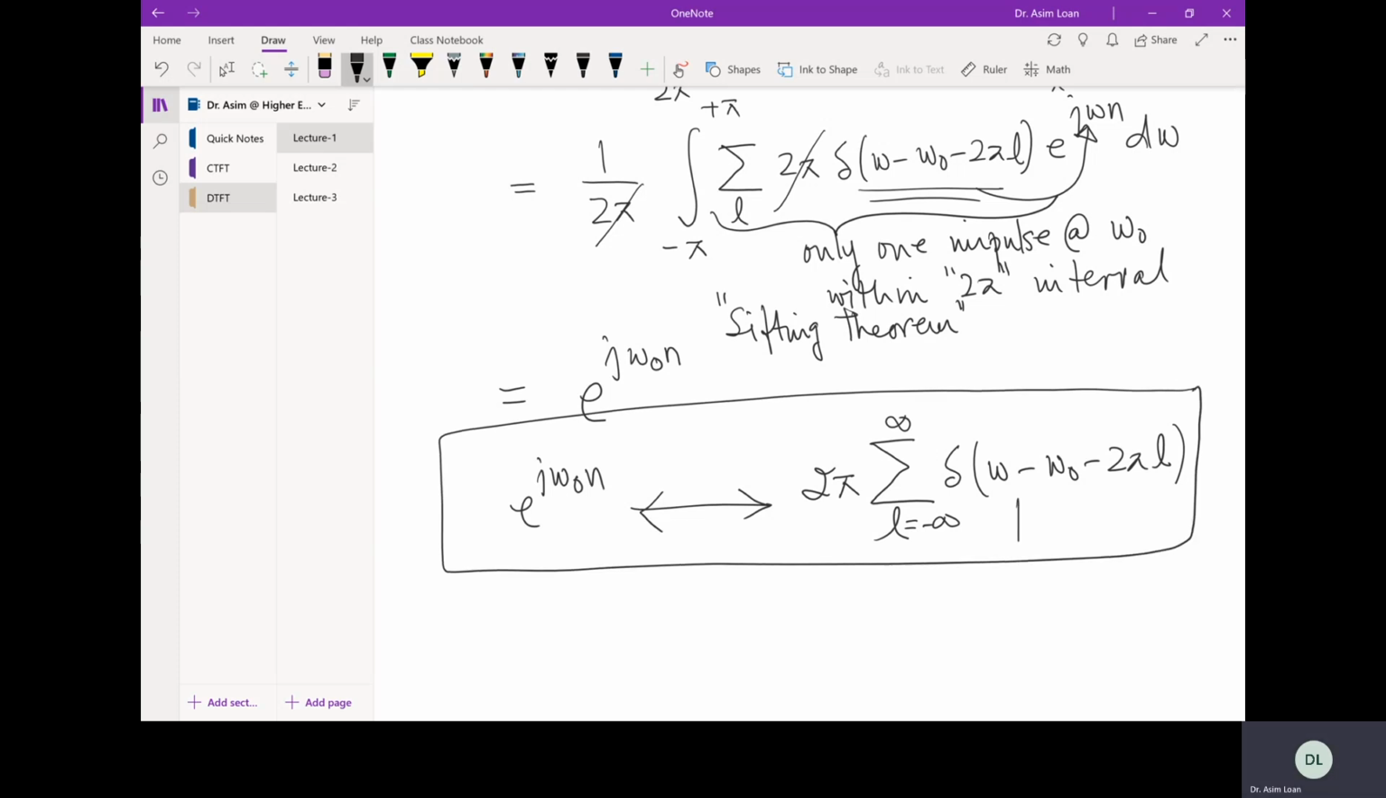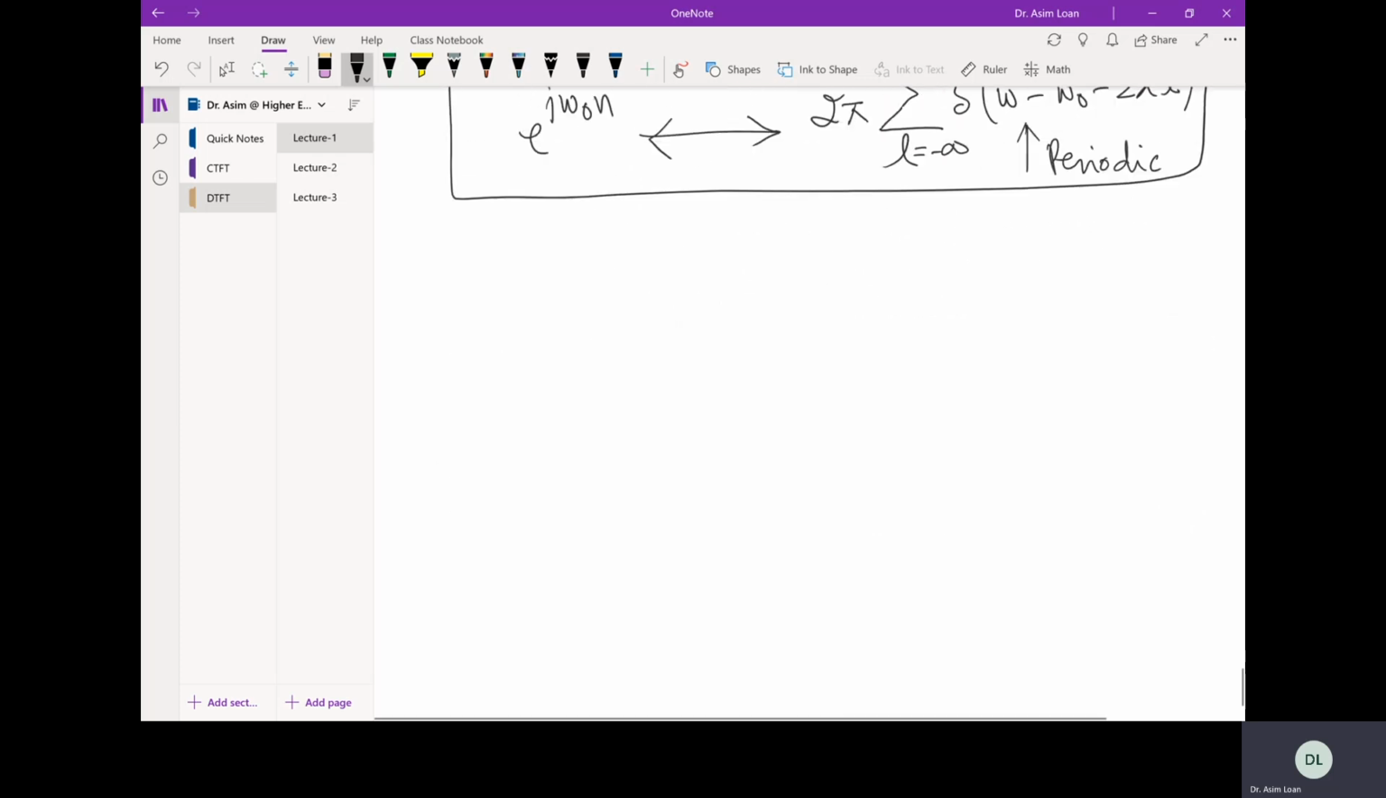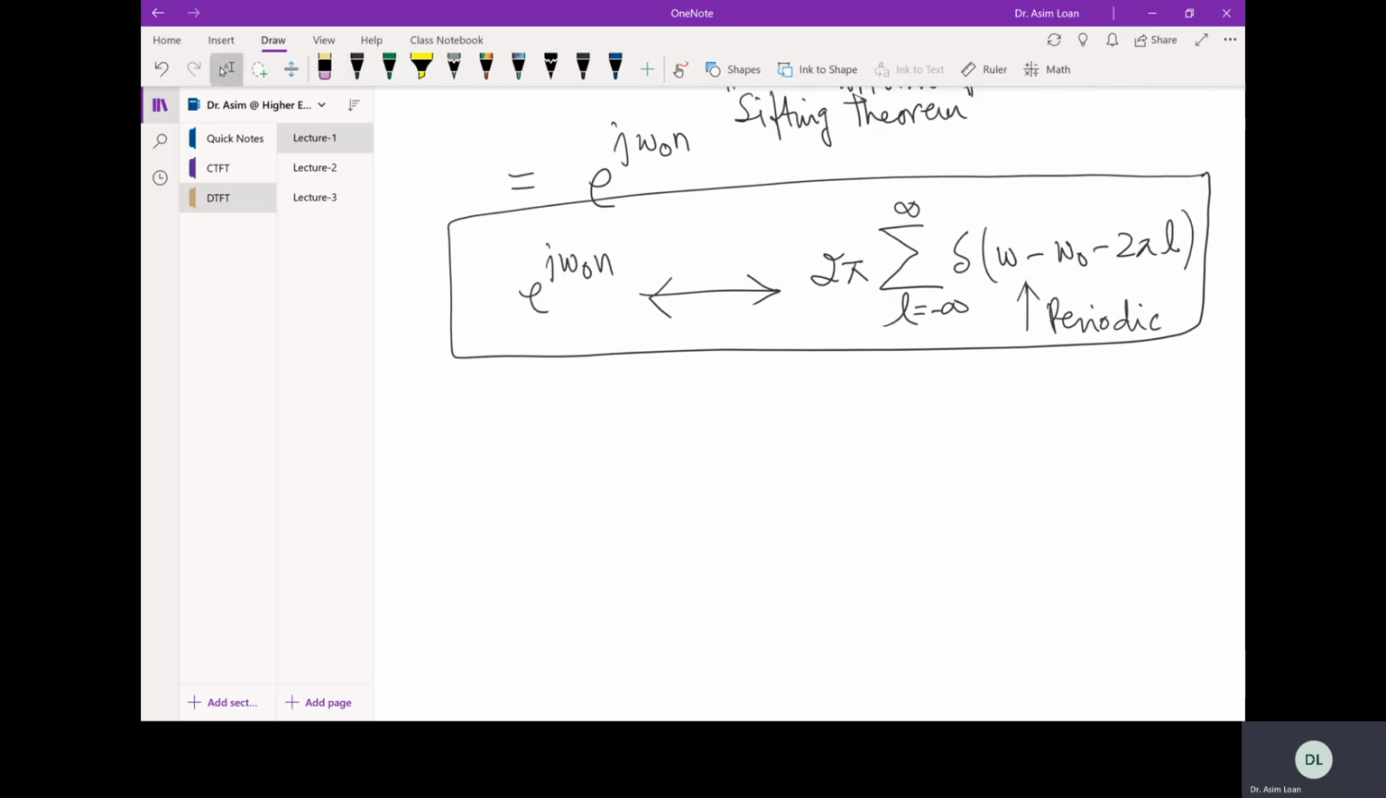So this is periodic. Compared to e^{j omega naught t}, where there was only one impulse at omega equal to omega naught, this is a series of pulses at omega naught plus or minus 2 pi L. Okay.